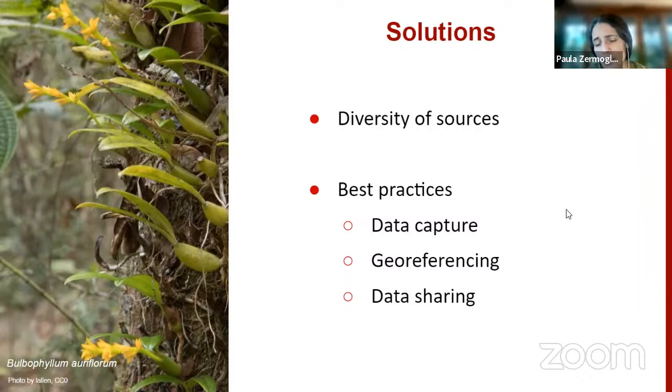Another one of the solutions is to always try to apply the best practices. Best practices when we capture the data, when we georeference, and when we share those data. Because as I was mentioning before, some things may have been obvious for the person who wrote down the description that are not obvious to us anymore. And the things that we write may be obvious to us now, but maybe difficult to interpret for someone 20 years or 100 years from now.